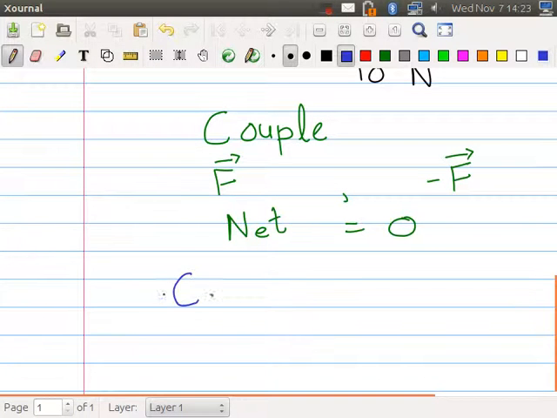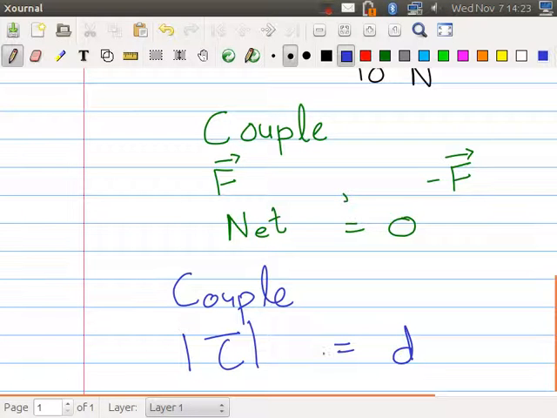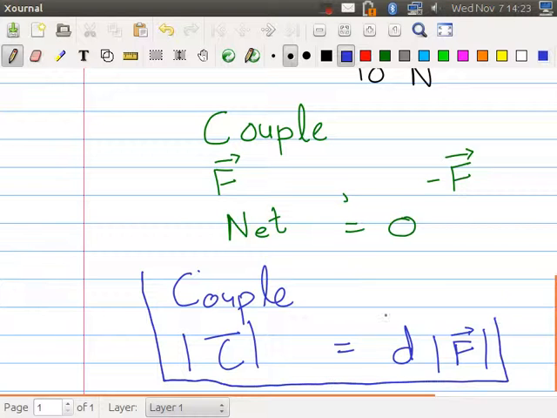So anyway, for a couple, the magnitude of the turning force just equals the distance between the forces times the magnitude of the force. So you have a simple formula to calculate the turning force for a couple. You need to write this down. This is tau. It's not T and it's not C.